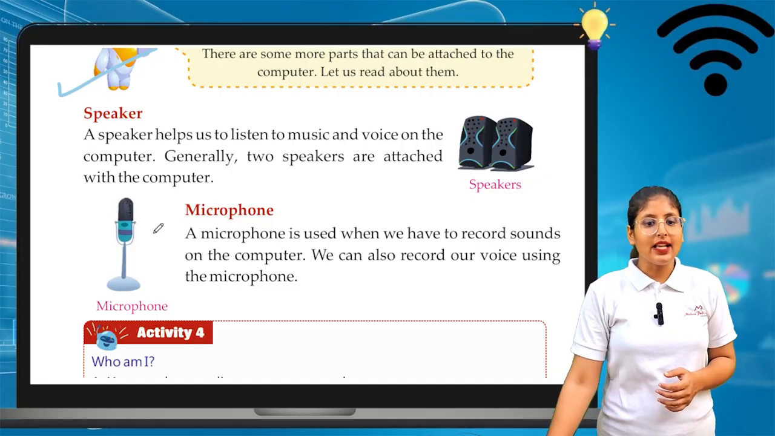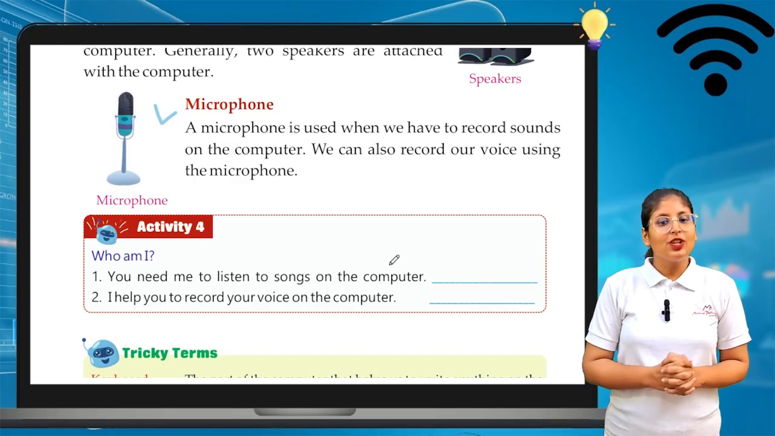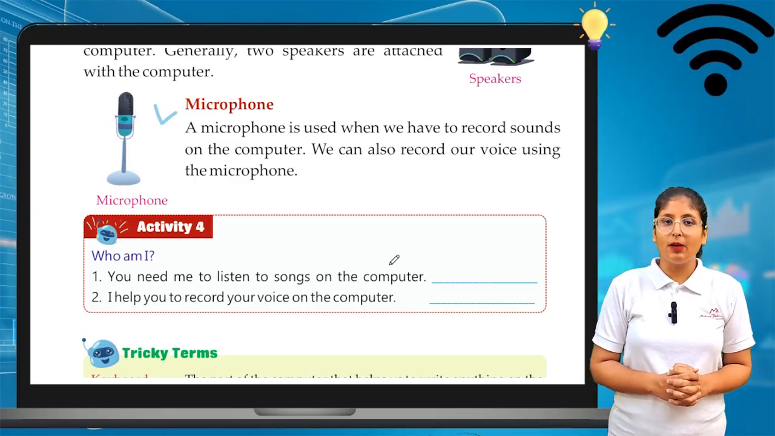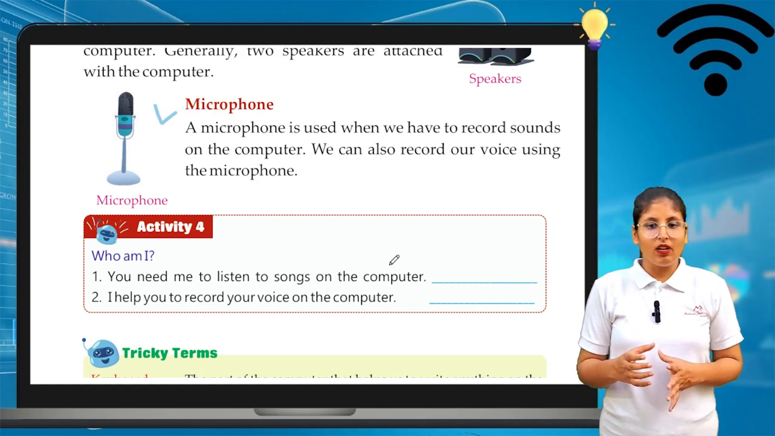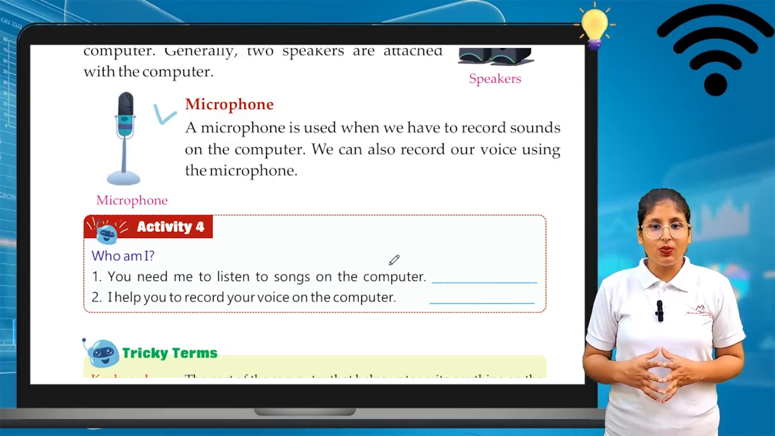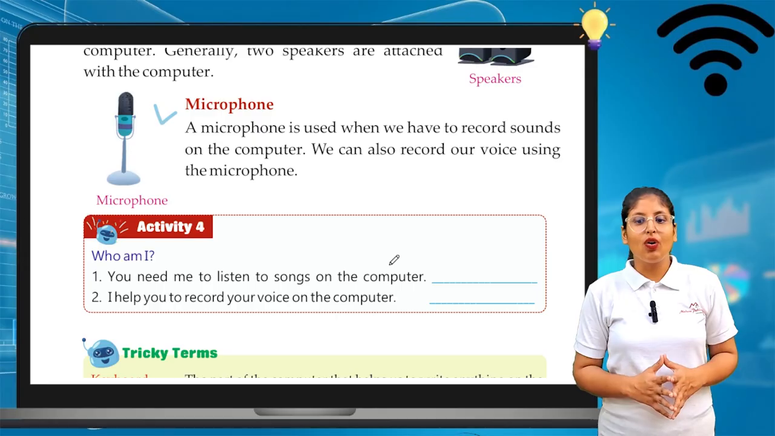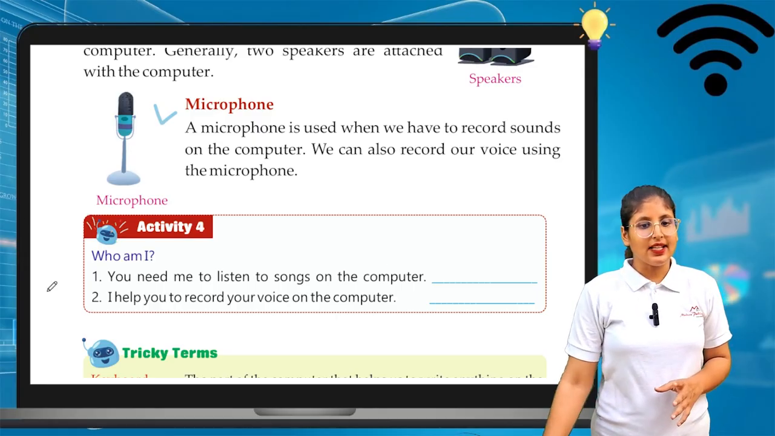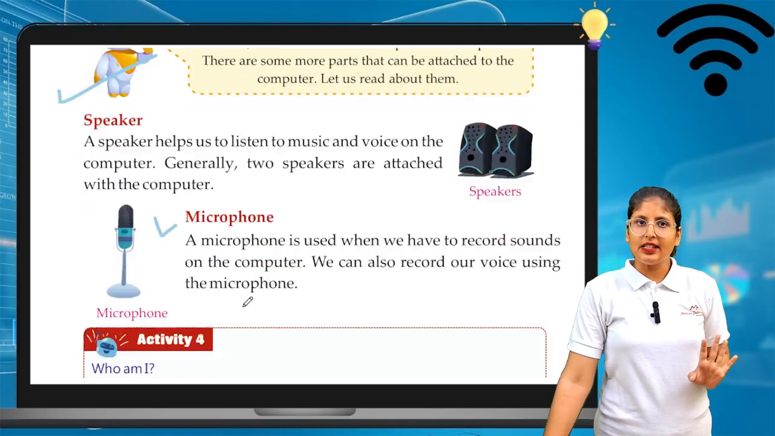Okay, next is the microphone. What's that? It's the microphone. A microphone is used when we have to record sound on the computer. If you want to record a sound, we can use the microphone. We can also record our voice using the microphone. Okay, next. I'm hoping the microphone, speaker and printer are all clear to you.